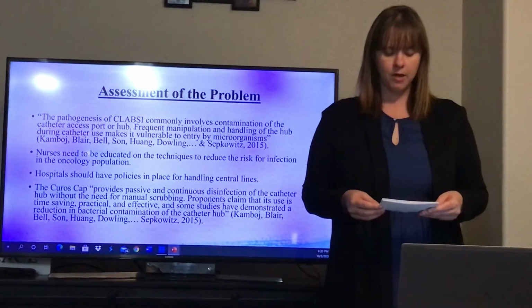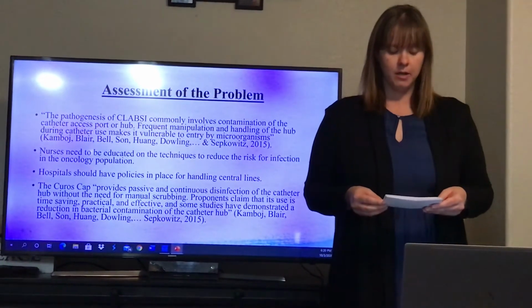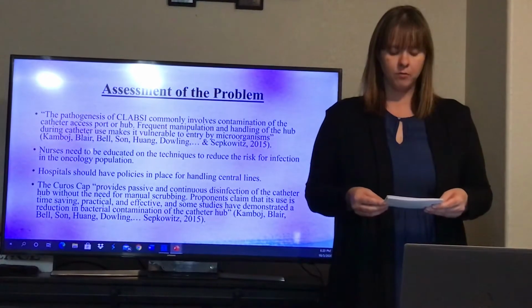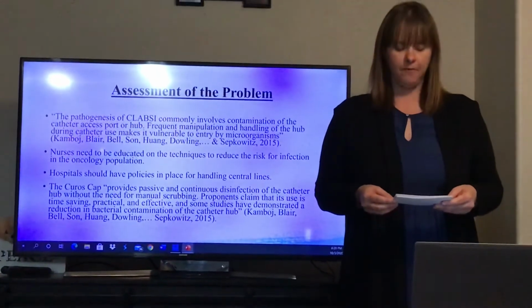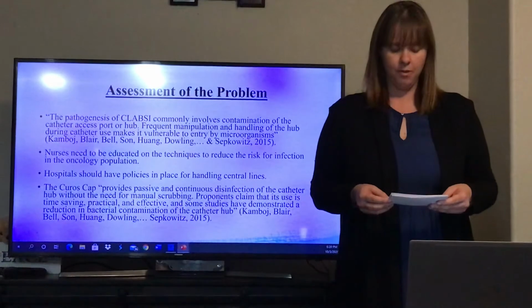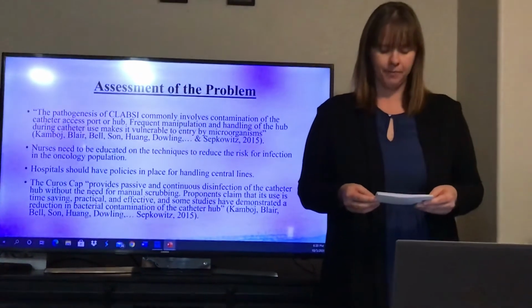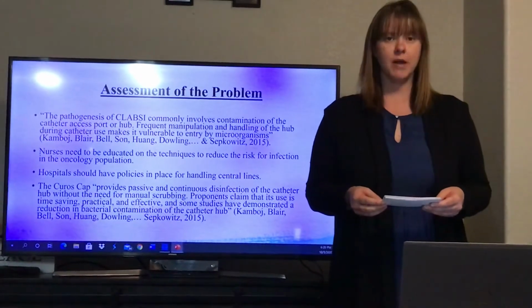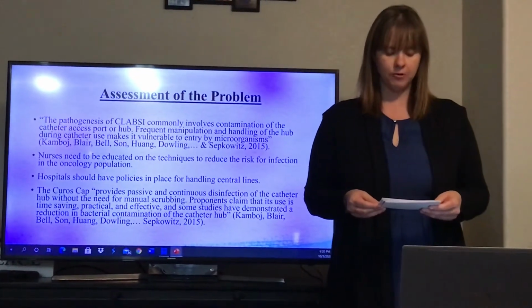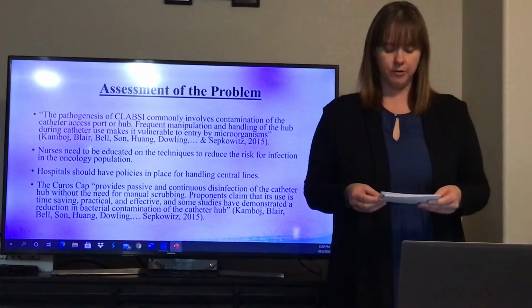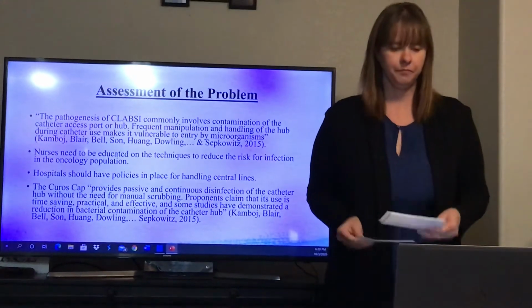Kekeisen, Blair, Sun, Wong, Dowling, Sinderman, Egan, and Sepkowitz wrote, "The Curos cap provides passive and continuous disinfection of the catheter hub without the need for manual scrubbing. Components claim that its use is time-saving, practical, and effective, and some studies have demonstrated a reduction in bacterial contamination of the catheter."